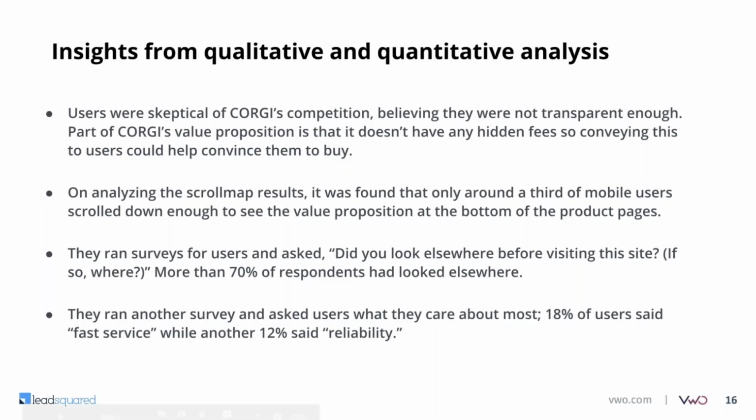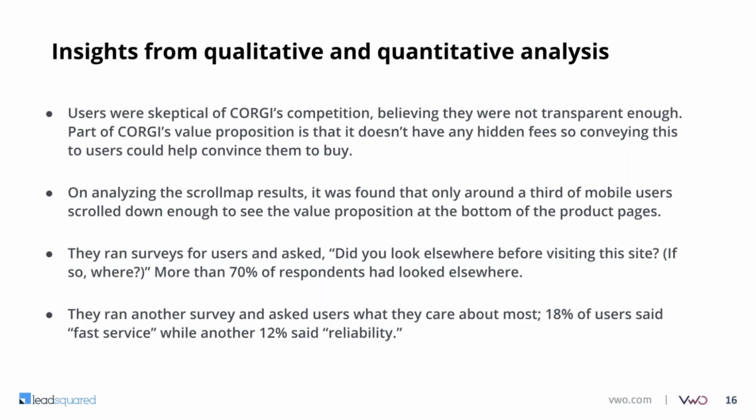So they looked at scroll map. Scroll map actually helps you understand how deep your visitors are looking on your page. What is your average fold? Are they even looking below the fold or not? And they realized that only 1/3 of their mobile users were scrolling down to see their value proposition. At that time, they had their value proposition at the bottom of the page.